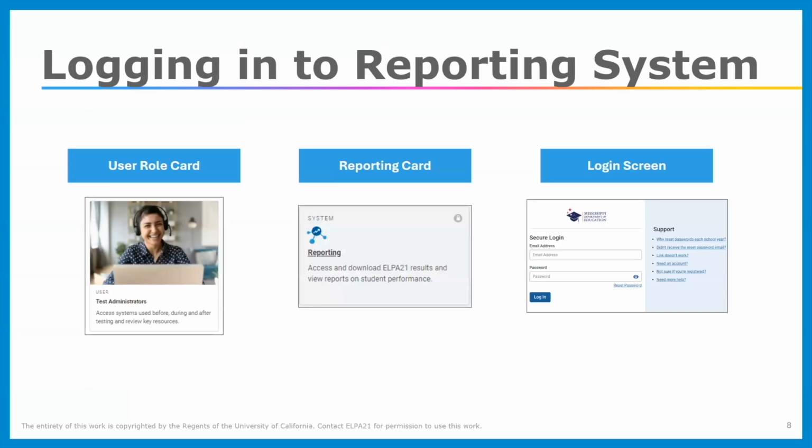The reporting system is a secure, role-dependent system that allows access to score reports and data. To log into the reporting system, go to the home page of the state portal and click the Test Administrator's User Role card. On the next page, click the Reporting System card. Enter the same authorized email address and password that you use for TIDE and the TA interface, and then click Login.